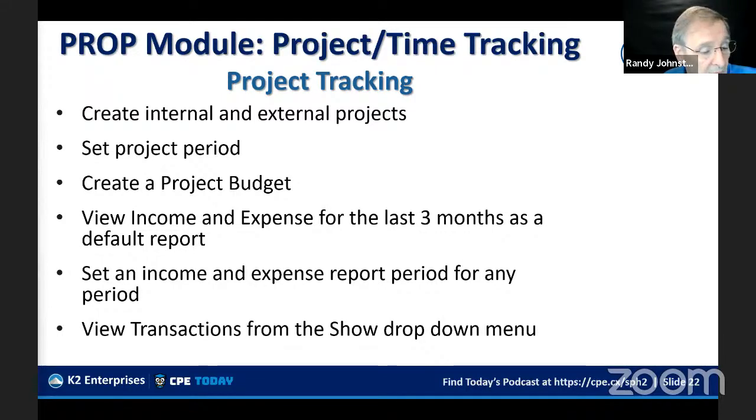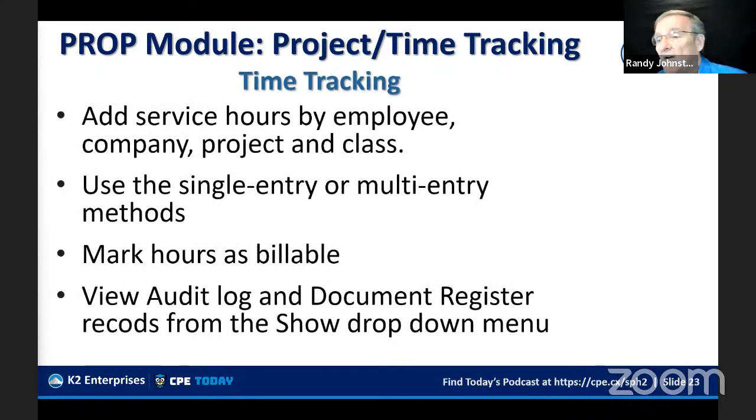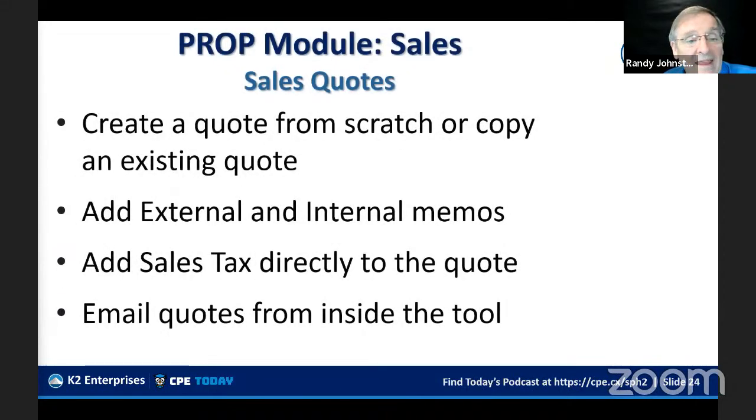Next, we have the ability to track time. Now, oftentimes organizations keep a separate time tracking module, and time tracking occurs throughout Spire. Here we can add service hours by employee, by company, by project and class. We can use a single entry or a multiple entry method. We can mark hours as billable or not billable. And then we can look at the audit log and document register that the records show from the shop drop-down menu. Well, so we got both project and time tracking.